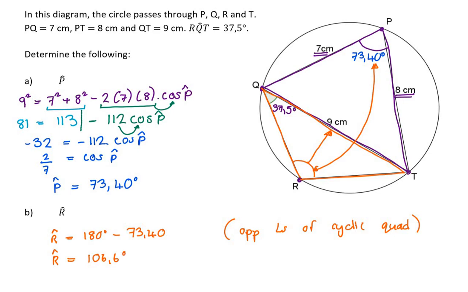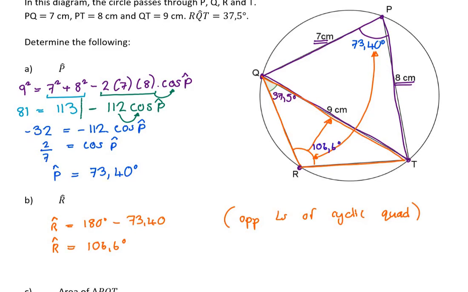Now don't forget that in exams often a question leads to the next question, so if you've just found P, try and remember that that could be a stepping stone, which it was here. Right, so let me write that in. So that's 106,6 because you never know if we'll need it.